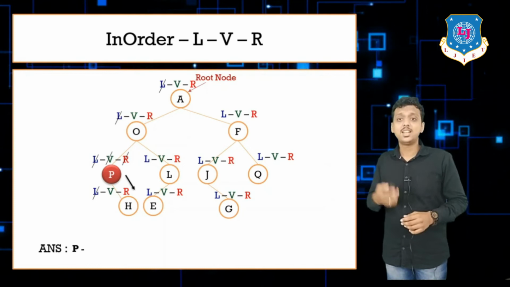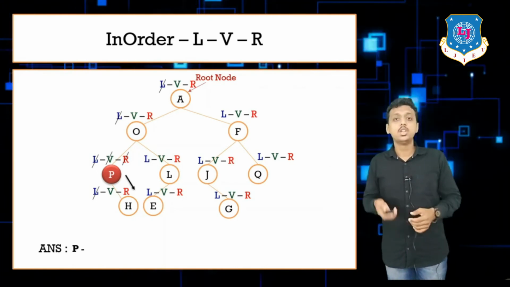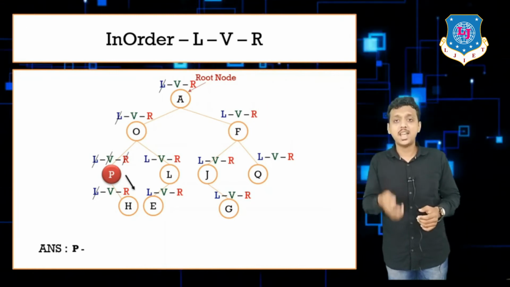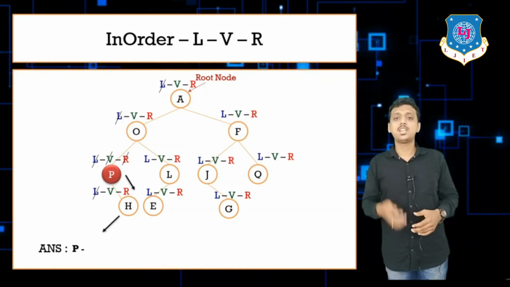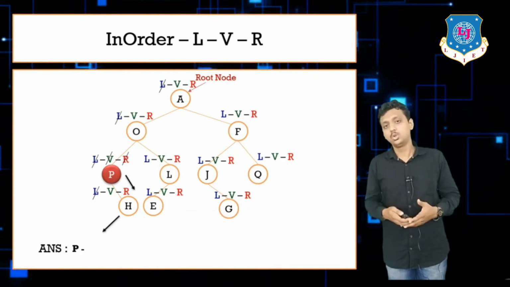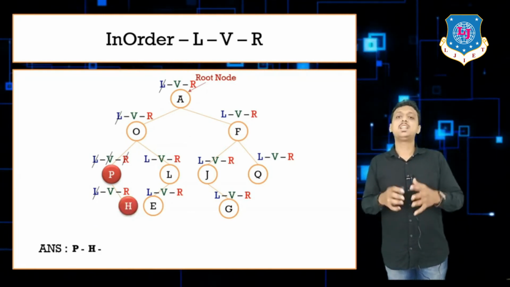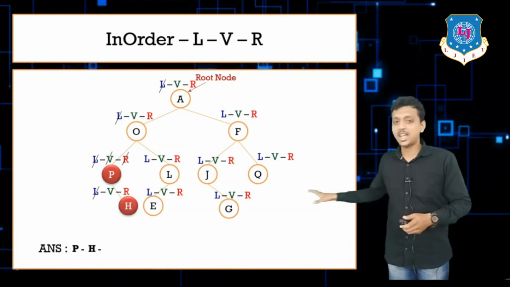Okay, that is H. Very good. So what you need to do is you just need to go to the right side of the P, that is H. So first is L. Now students, tell me, is there any left node of L? No. So that means you just need to go on the V, that means visit H. So I'm just writing H over here.